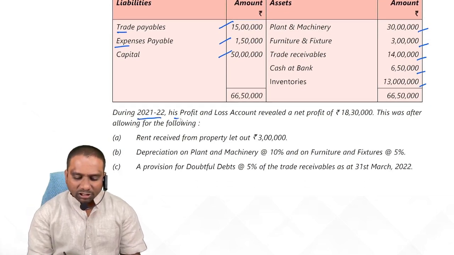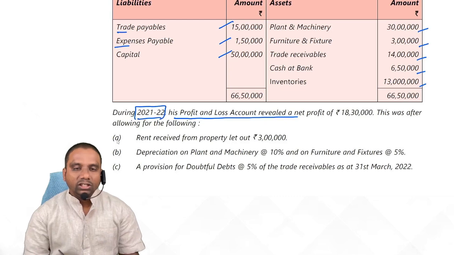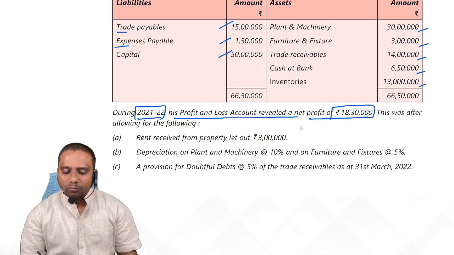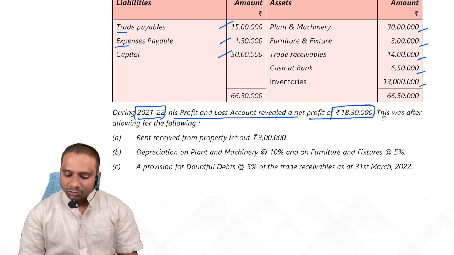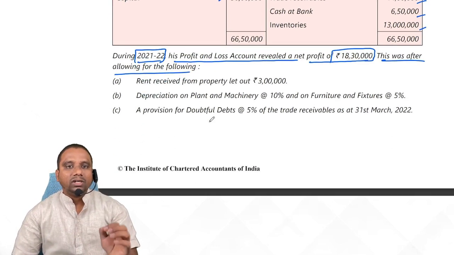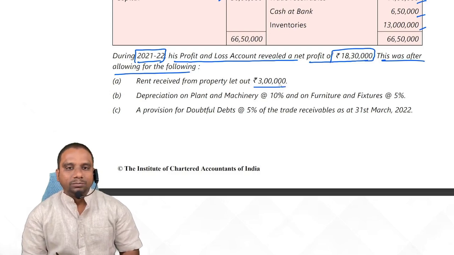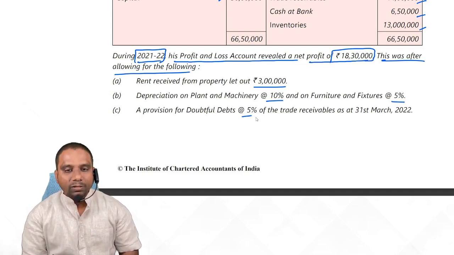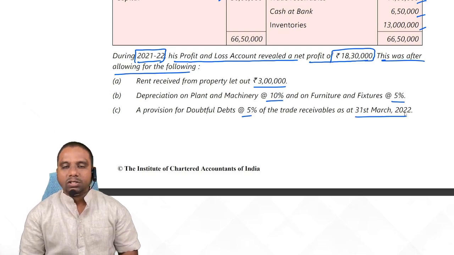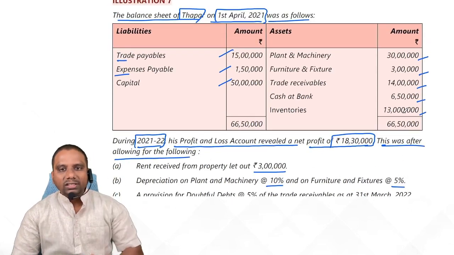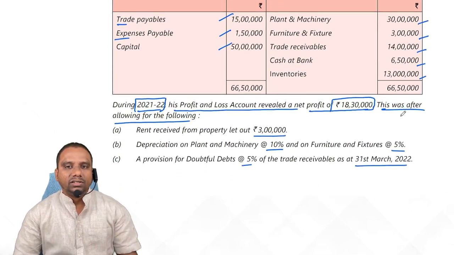During 21-22, his profit and loss account revealed, which means they have already prepared the profit and loss account and arrived at a net profit of 80,30,000. This was after allowing for the following. So while calculating this net profit, they have considered these things. Rent received income. Depreciation on plant and machinery and furniture. Provision for doubtful debts 5% of trade receivable on 31st March 2022. Okay, so they have already considered all these things. And why are they giving it like this, sir? Simple. Observe carefully.